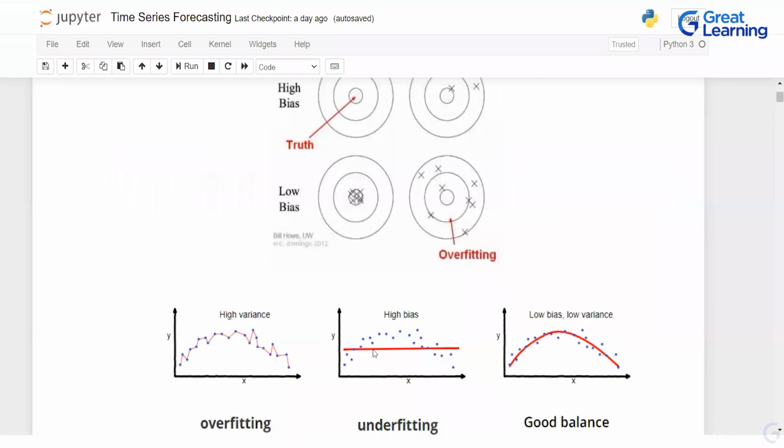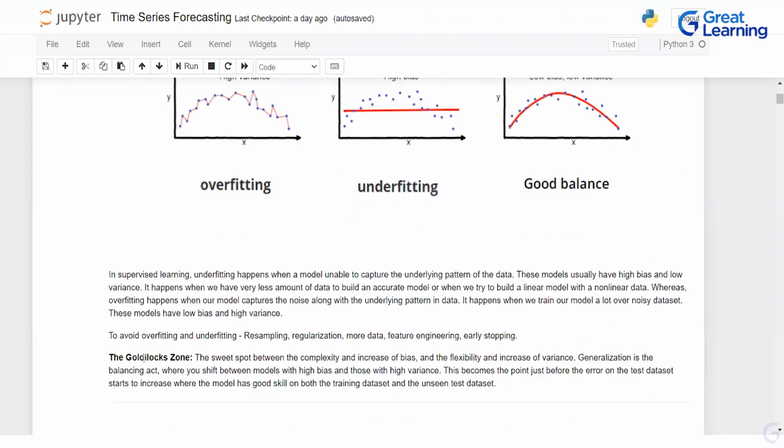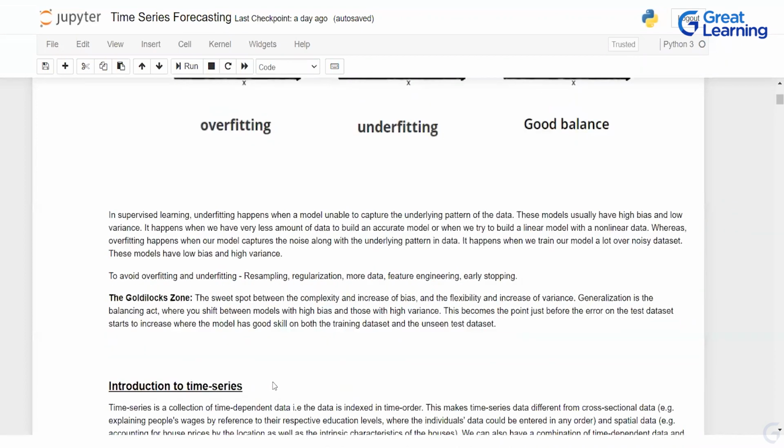I'm having high variance. This is the biasness that I created. I don't want anybody to enter over here. This is where I want everybody as a friend. Low bias and low variance is a good balance, but how to attain that? This is known as the Goldilocks zone, the sweet spot between the complexity and increase of bias, and flexibility and increase of variance. Generalization is a balancing act where you shift between models with high bias and high variance. So this is hit and trial, but that is known as the Goldilocks zone.